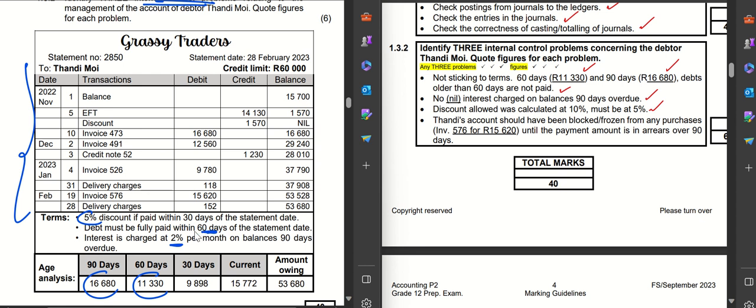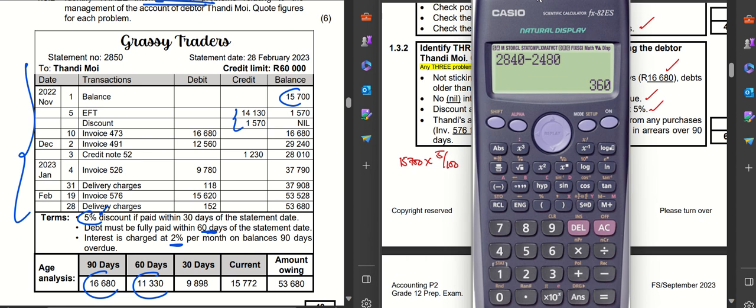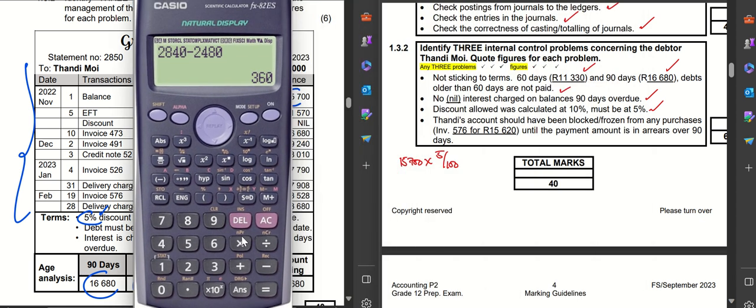If you see that discount of 5% is given if debtors pay within 30 days. All right. So we want to see when did a debtor pay. If you come here, you see that the debtor was owing 15.7. And if the debtor was owing 15.7 and then they pay, we were supposed to give them a discount of 5%. So let's see if we can get 5% of the 15.7. If we are to get the 5%, it should have been 785.